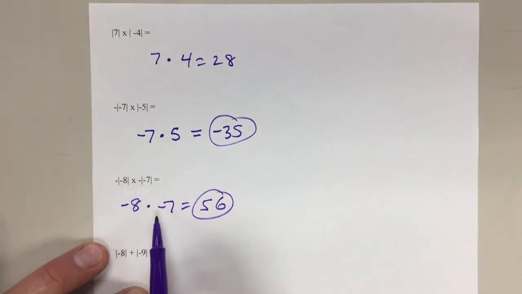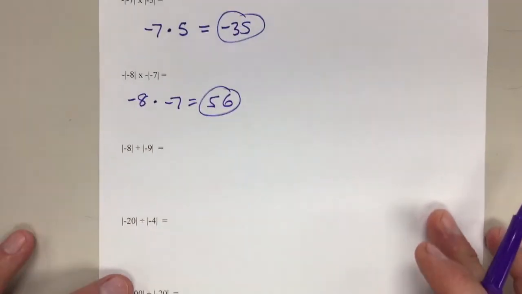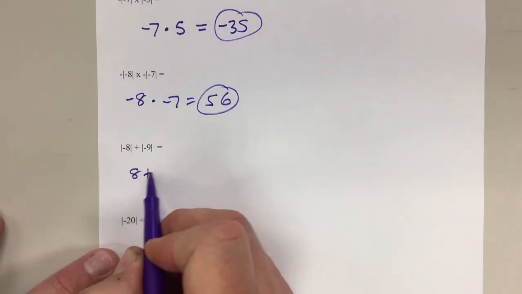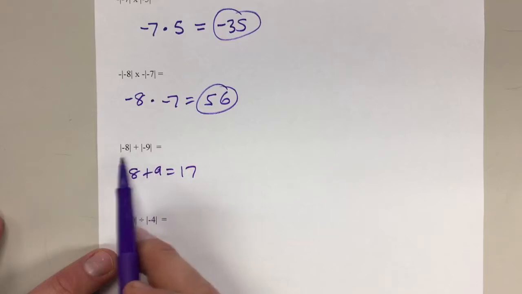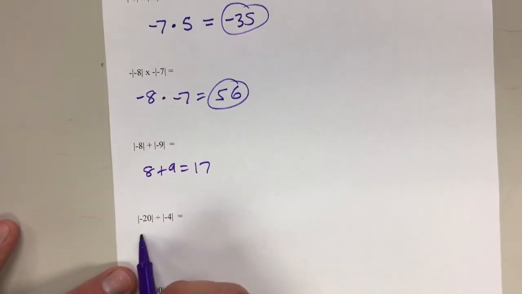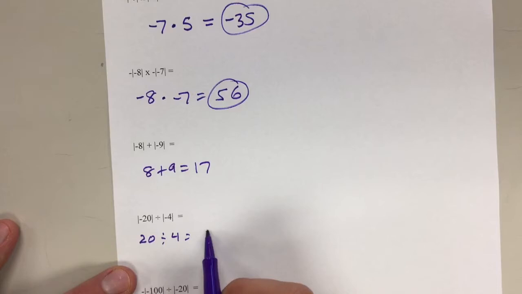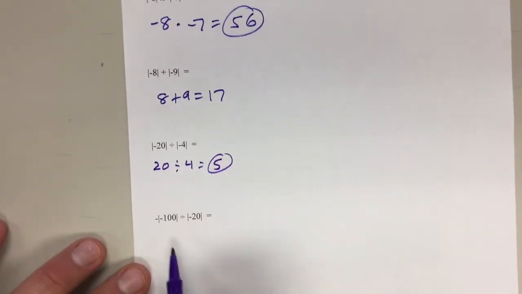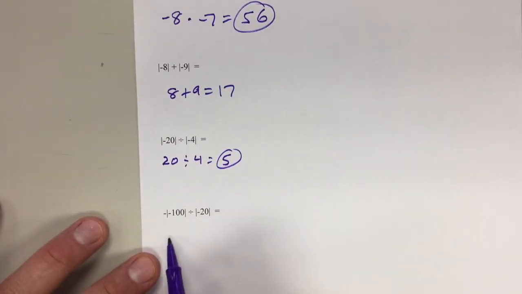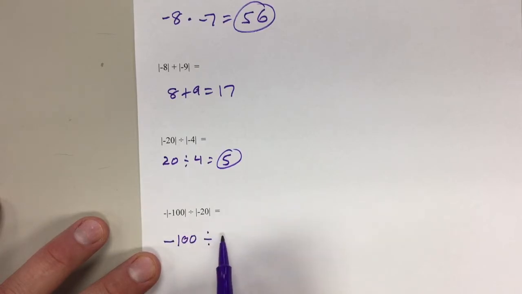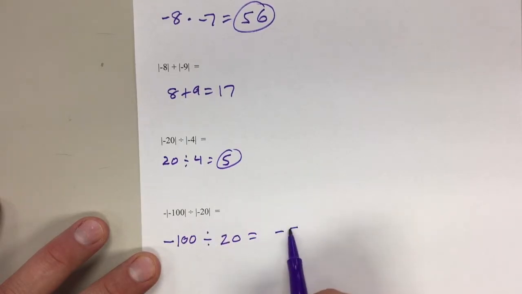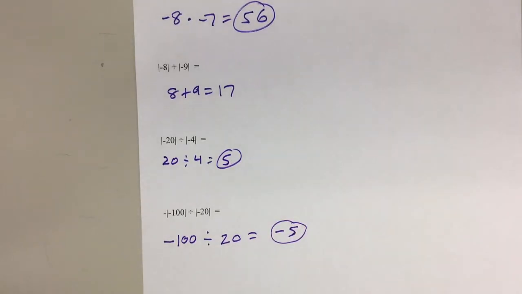So they both have negatives on the outside. So even though this is going to come out of the absolute value as +7, that negative sign is going to still be there. So this would be 8 plus 9 is 17, because both of those will turn positive. Here it'd be +20 divided by +4, which of course is 5. And here, because there's a negative sign outside the absolute value, it's going to be -100 divided by +20, which is -5. So the only negative signs that disappear are the ones that are inside the absolute value.